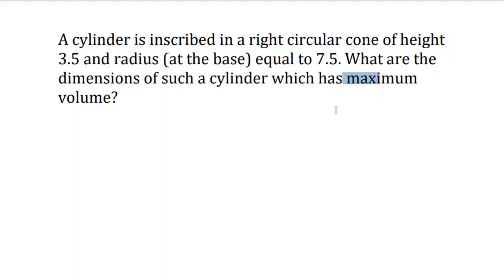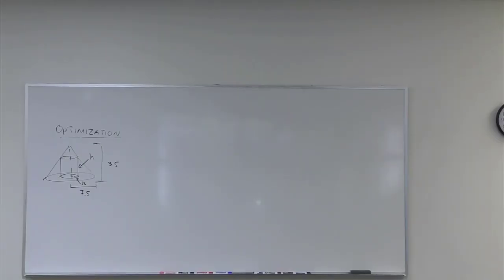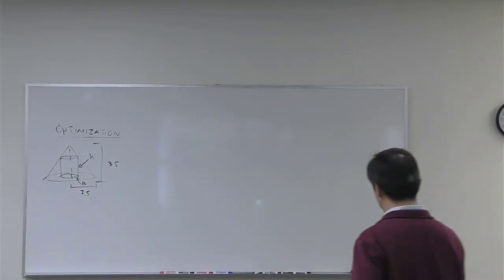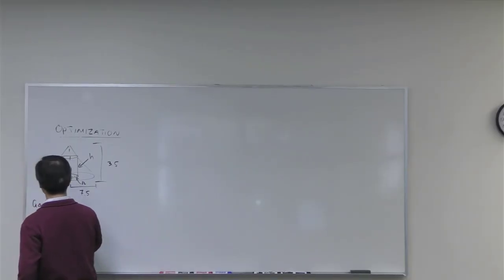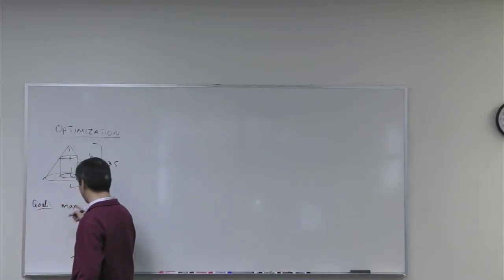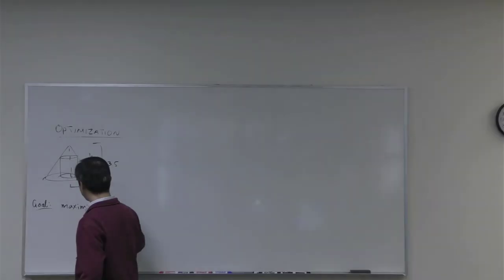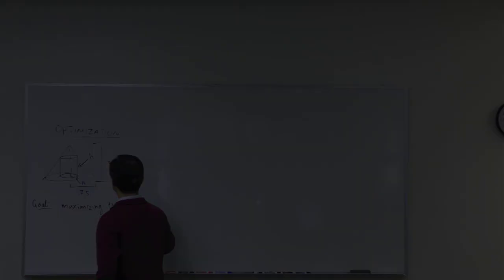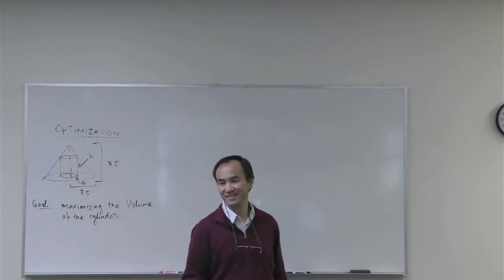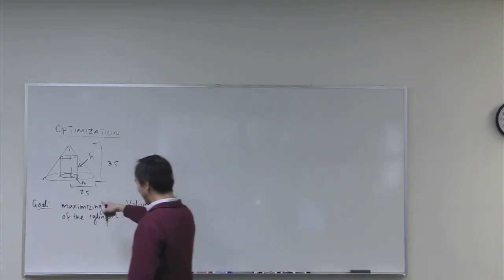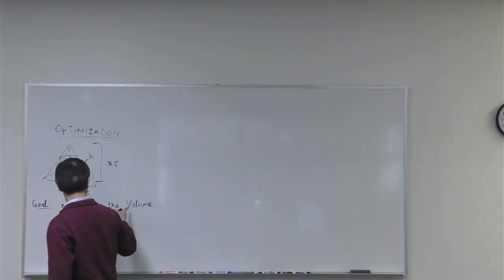So we still have an objective, a goal of making it the biggest volume. The goal here is to make it the largest volume. So from the wording, I can see that our objective is to get the maximum. Even though the question didn't specifically ask for the maximum value, we are still maximizing the volume of the cylinder. That's the goal here.